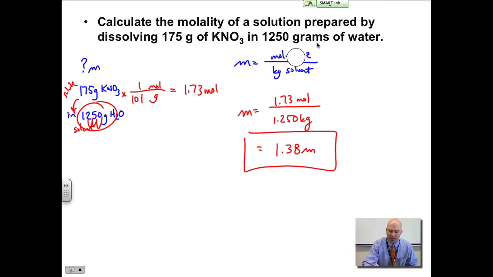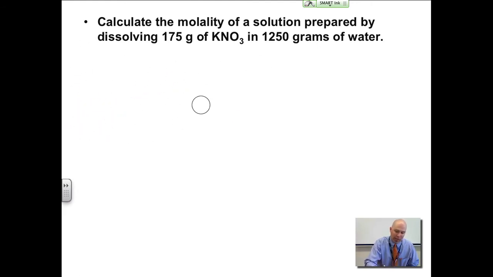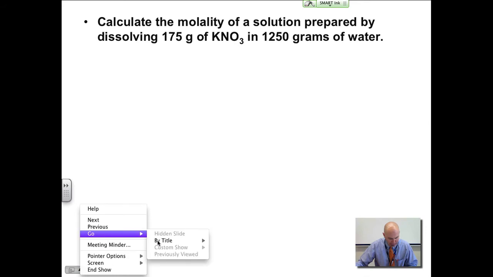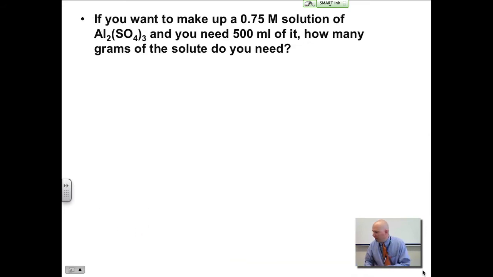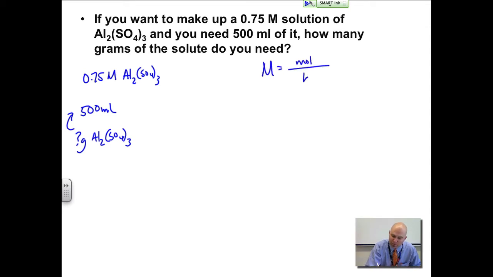I'm going to do all three of these problems right on this one example review page. Okay, if you want to make up a 0.75 molar solution of Al2(SO4)3, and you need 500 milliliters of it, how many grams of your Al2(SO4)3 go into that? All right, so we're doing the molarity formula, which is moles per liter.